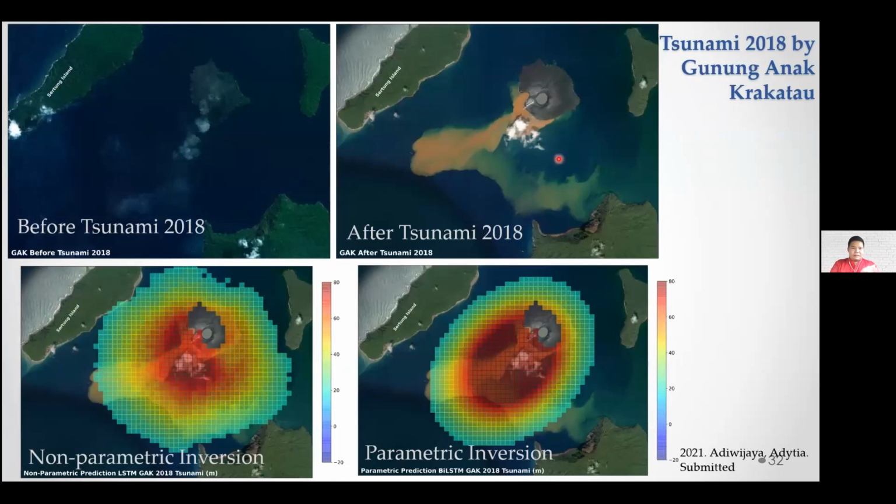data. Actually, here we introduce two approaches. First one is non-parametric, and the other one is parametric inversion. Okay, then we got, let's say, a result similar to the event itself. Okay, because after the tsunami of 2018 here, it collapsed in these directions. By using deep learning we can guess the initialization, maybe it can be approximated by the following shape like here.